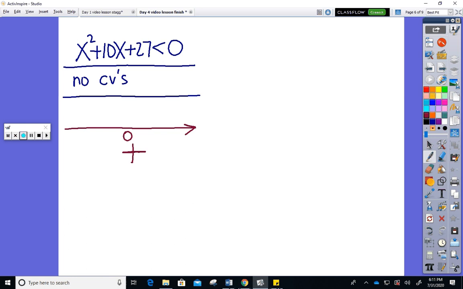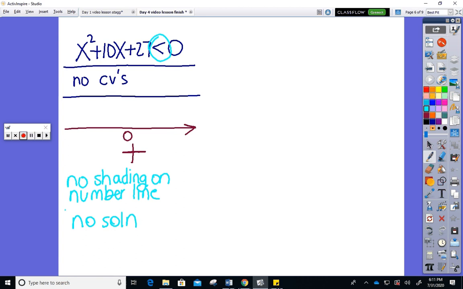But again, the problem is you wanted to know where this was negative. Well, it didn't turn out negative, so there's no shading that you can do. And if there's no shading on the number line, that means your answer is no solution. It doesn't matter what value of x you plug in, the expression will be positive, not negative.